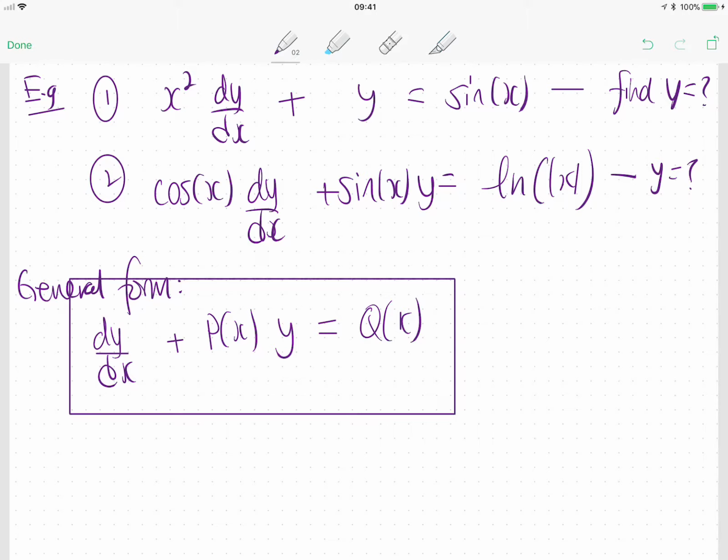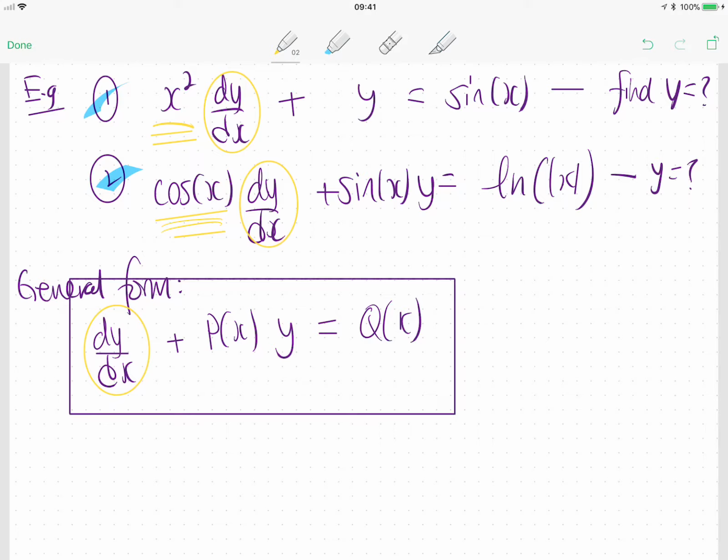Okay, so let's revisit our examples, the previous examples, just up here, 1 and 2. How do we write these in the general form? Okay, so what do we notice? Well, dy dx should be on its own. So we don't actually want this x squared here. So for example 1, we'd have to divide through by x squared to write it in the general form. For example 2, dy dx is here. Again, we want it on its own, so we'd have to divide through by cos of x to get the dy dx on its own. So let's take a look at doing that.